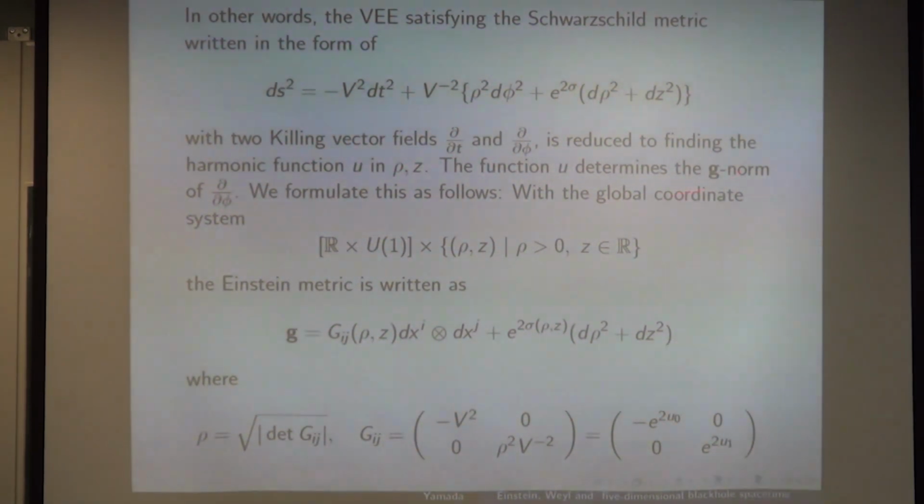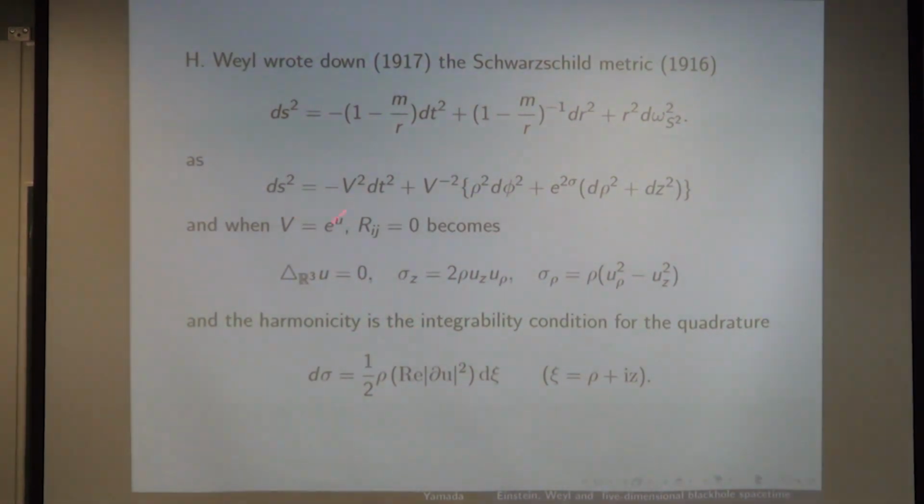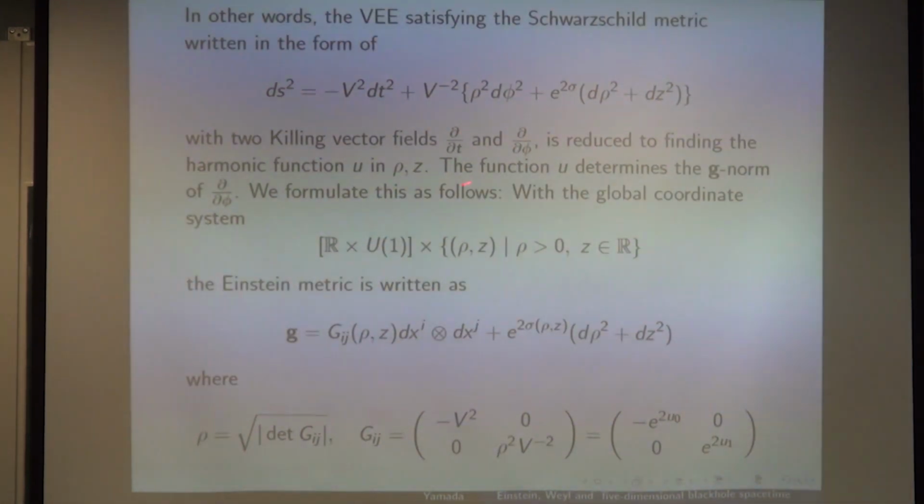And then u determines the g, and also this v. V is the same as U. So you see, U and V are related by this. This V here determines, if you go around, so phi changes from 0 to 2 pi, if you go around the integral curve of d/dphi, then you get the length of the simple closed curve, and that's determined by the size of V. So in that sense, U determines the norm of this Killing vector field. And then what you have is this time symmetry and axial symmetry, and you have these three variables. One can use this as a coordinate system for the spacetime, and then the Einstein metric can be written in this form.